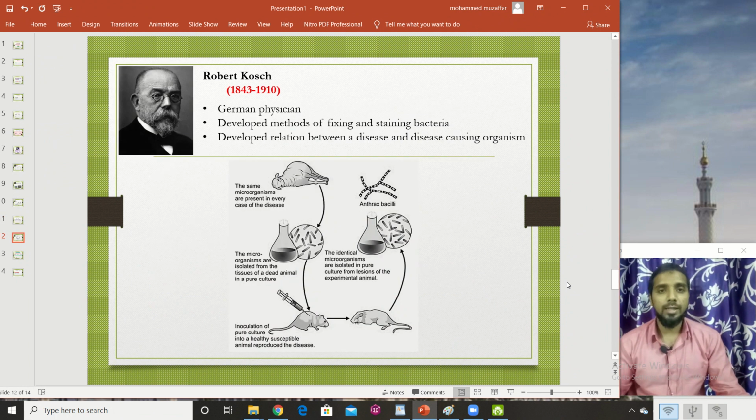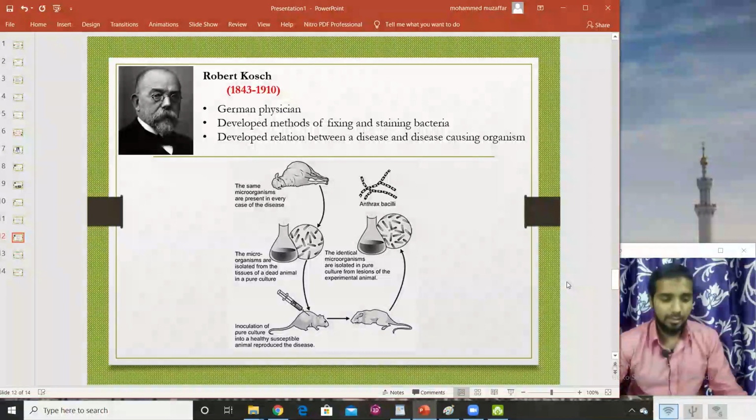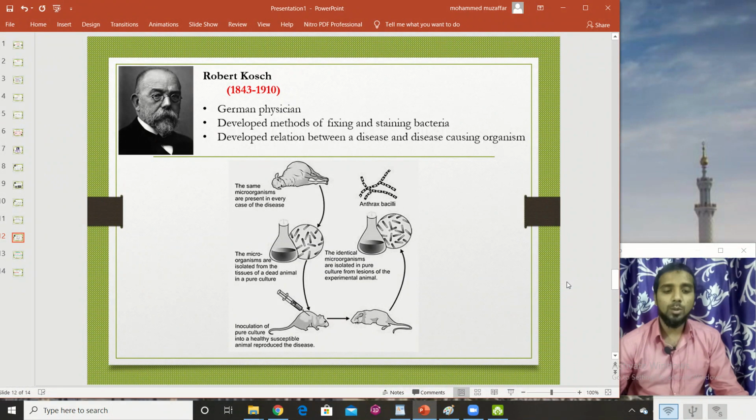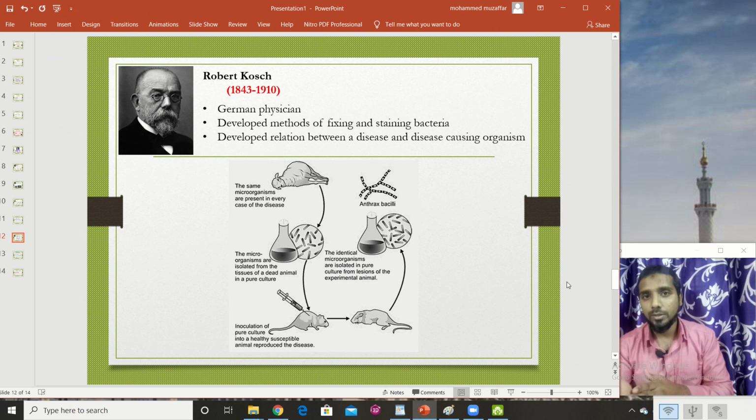Robert Koch in 19th century, from 1843 to 1910, it was his lifespan. He was a German physician, and he has developed many techniques to identify the microorganisms, that is by staining techniques. So he was the first one to develop a relationship between a disease and disease causing organism.